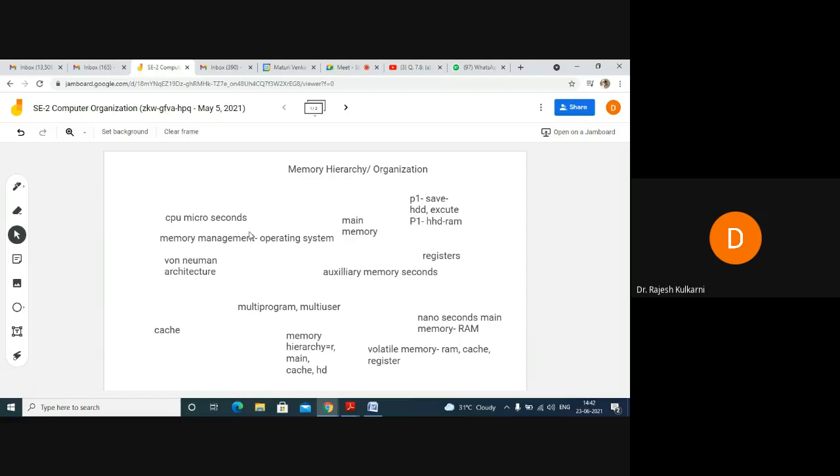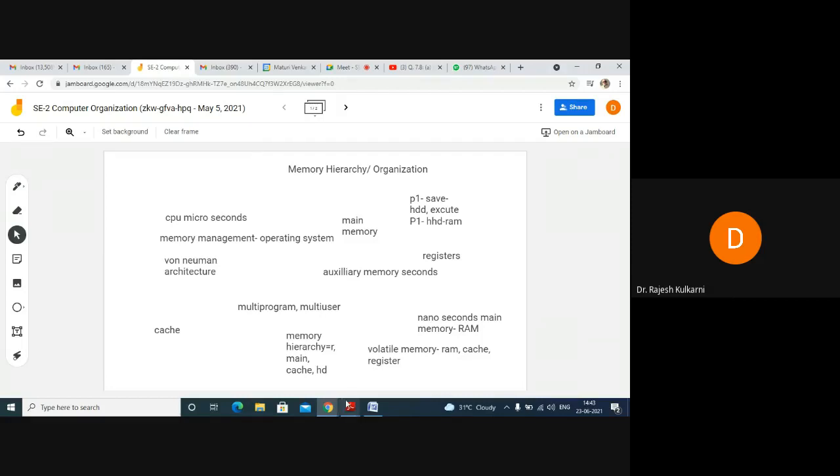So this is called the performance or the throughput of the CPU. So the throughput of the CPU will be increasing. So this is what is basically all about memory hierarchy or memory organization.